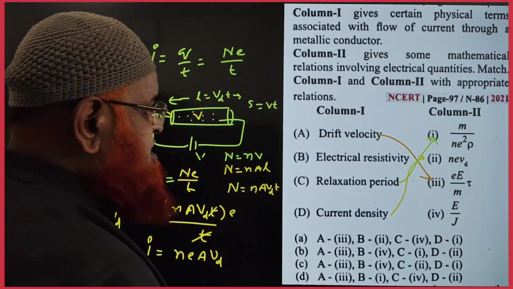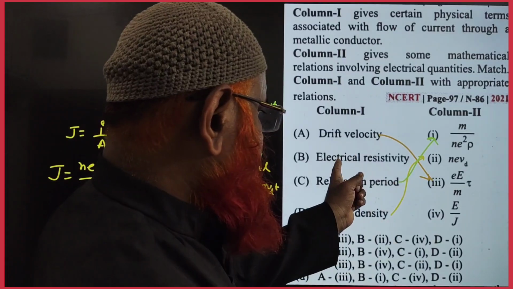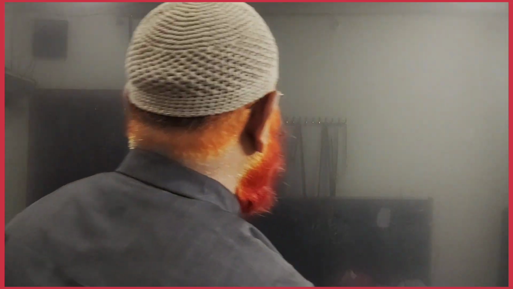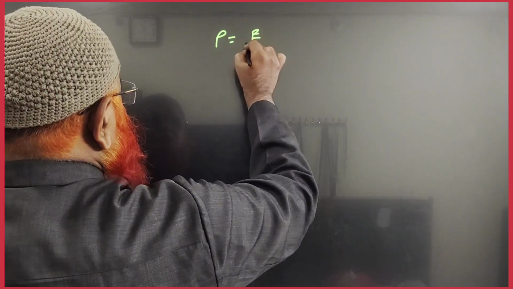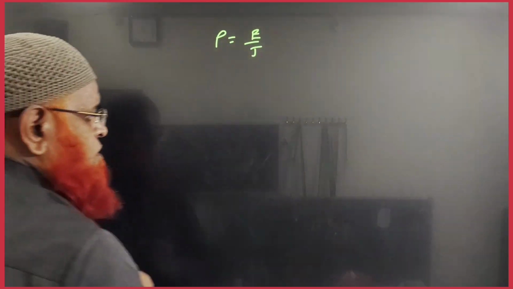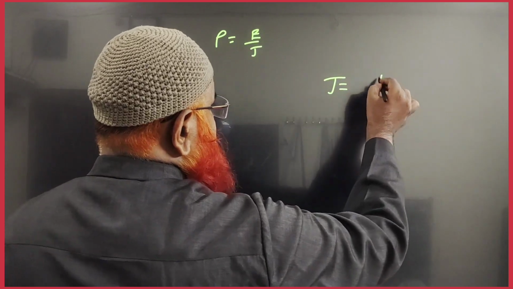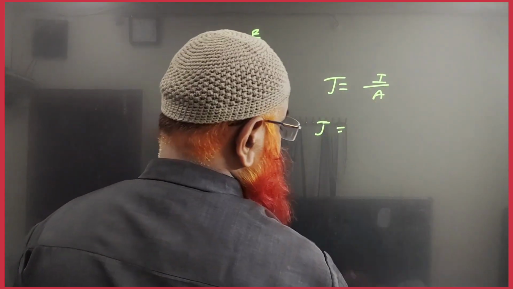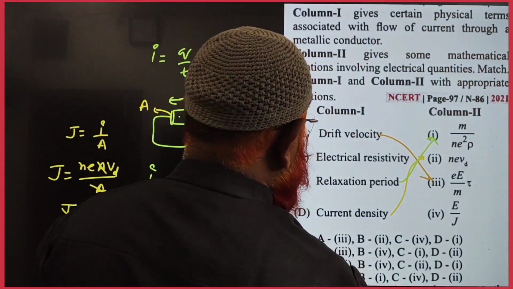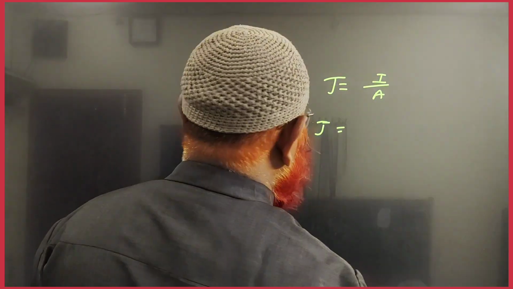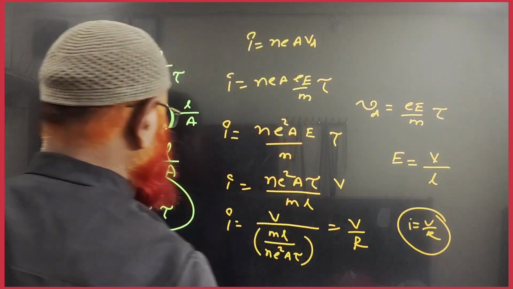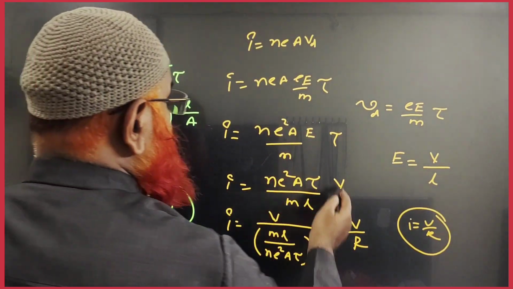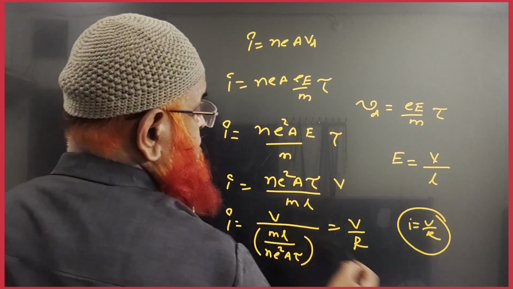So three are over. The final thing is to find out the electrical resistivity, which is E by J. How are we going to find that? First of all, you should know that current density is I by A, the current passing per unit area. And we just now got the value of I, which is n e A Vd.